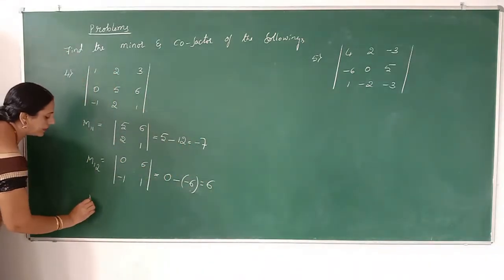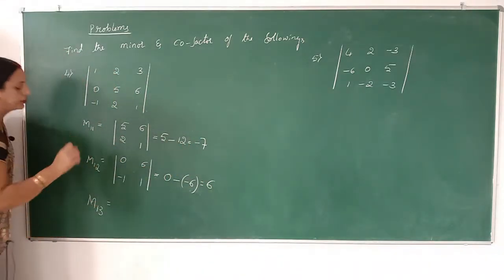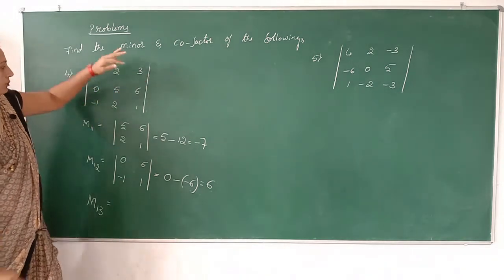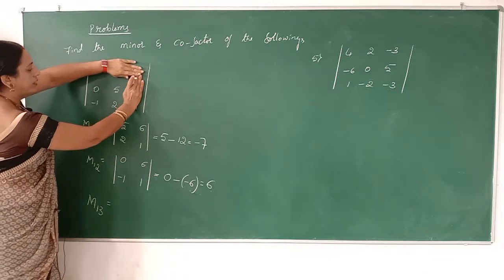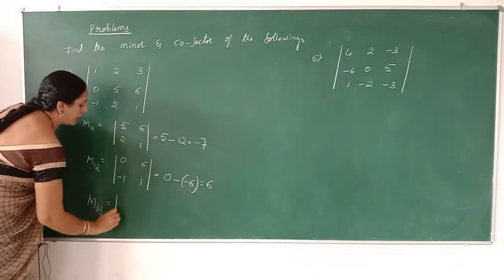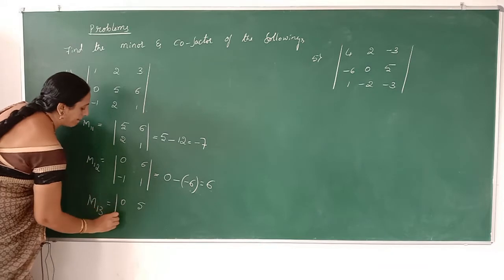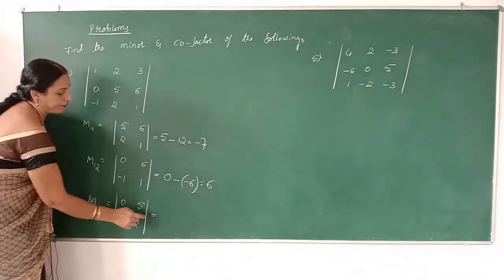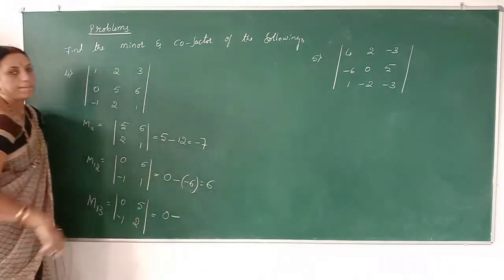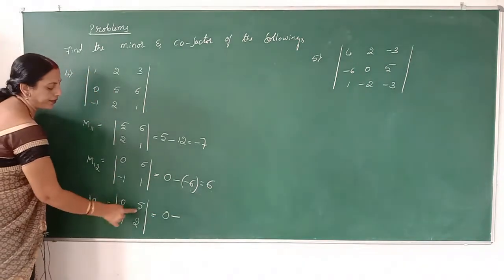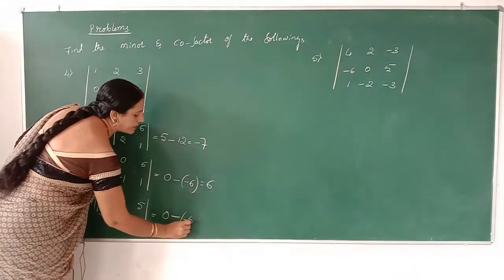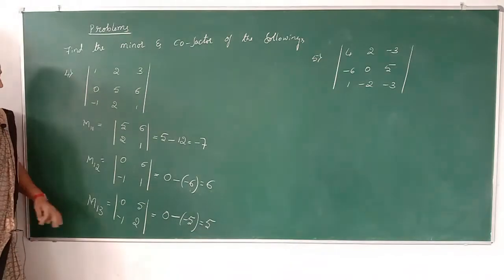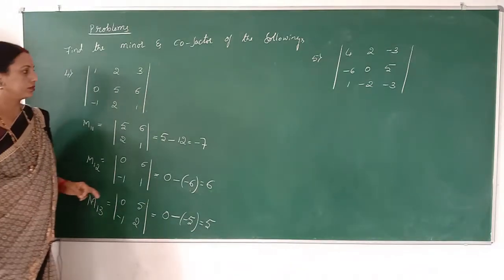And the third element is M13. M13 is the element of first row, third column. Again, these elements are neglected and the remaining are 0, 5, minus 1, 2. Then we simplify. Product of left diagonal is 0 minus product of right diagonal, 5 into minus 1 is minus 5. So, minus into minus is plus 5. That is the minor M13.